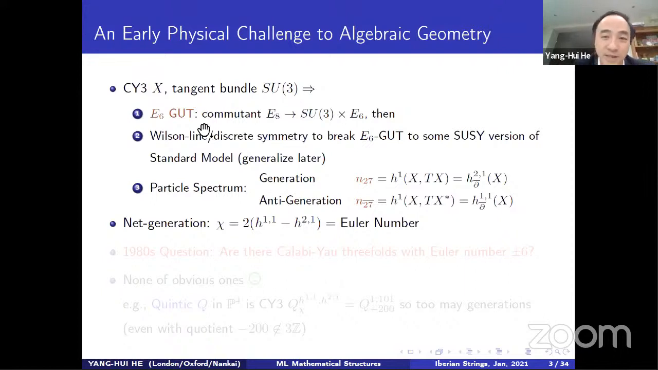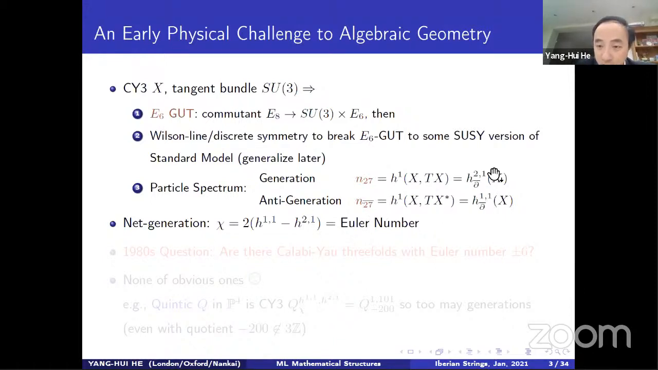Nowadays, this is much more sophisticated, and I will mention a little bit about this later. So in particular, in E6 GUT theories, all of the fundamental fermions are packed into the 27 representation. And of course, E6 is less favored today. Now we talk about SU(5) and the MSSM and that kind of stuff. But the 27s are exactly controlled by H21 and the 27-bar by H11.